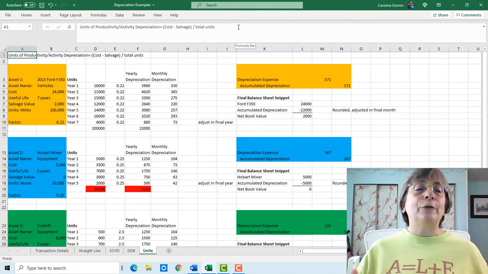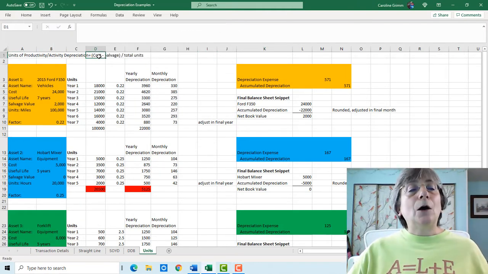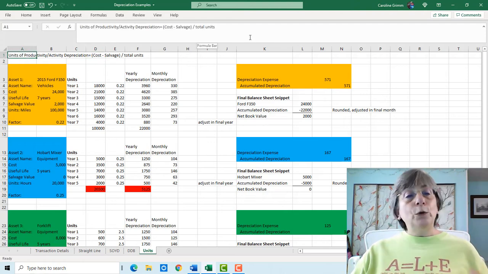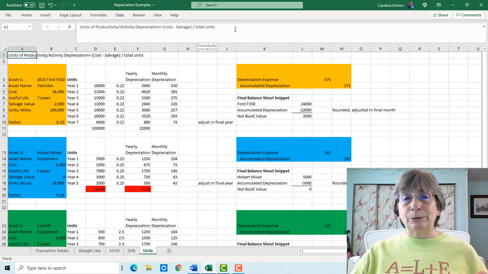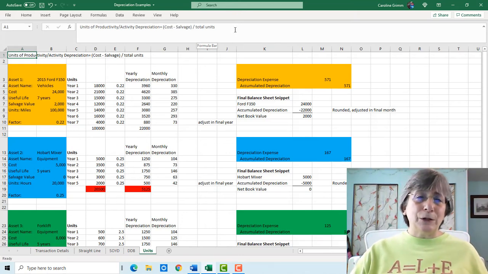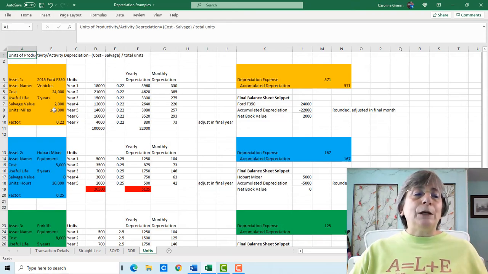So here's the way we figure units of activity. We're going to take our cost minus our salvage, which we've done in other depreciation methods, and we're going to then divide it by the total units. We haven't used units up until now. Let's look at what that means.